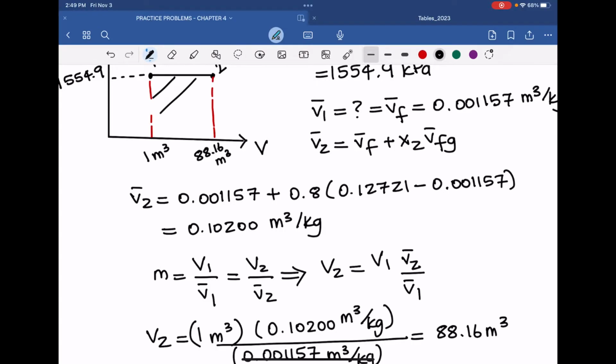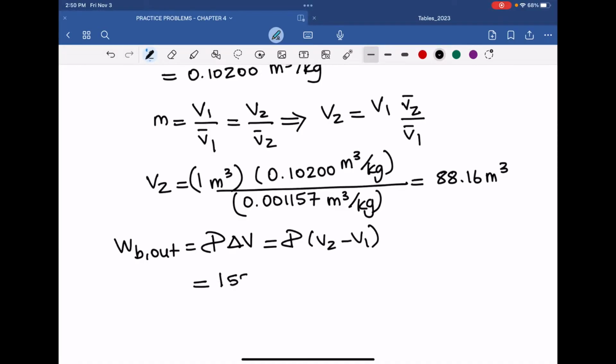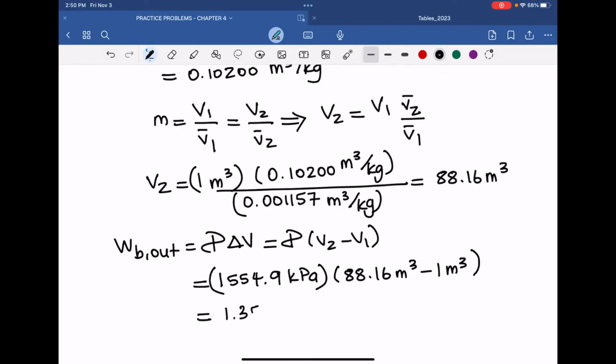Now you can calculate the area underneath this graph, but you can also say basically it is the same thing, where we have P delta V, which is P times (V2 minus V1), where the pressure is constant, and it is that, and the volume change is that, and then that should tell you the boundary work, which is 1.355 times 10 to the power of 5 kilojoule.